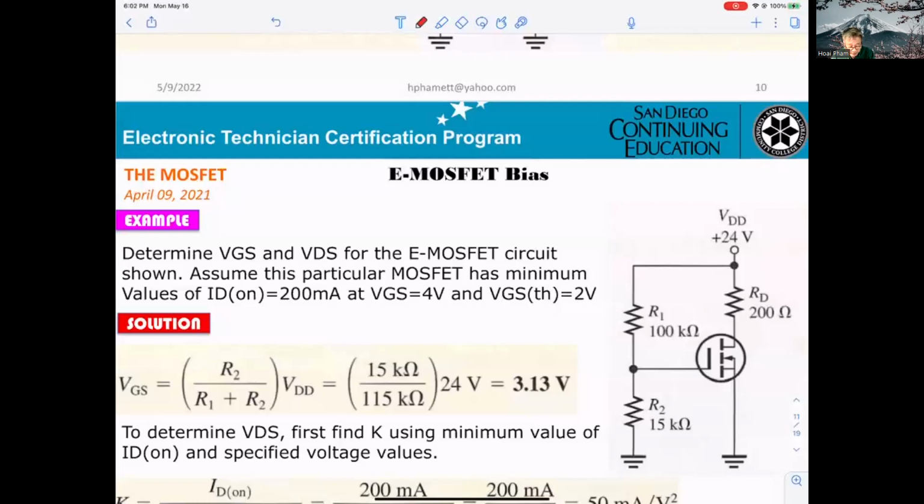Now, example. Determine VGS and VDS for the E-MOSFET circuit shown. Assume this particular MOSFET has a minimum value of ID(on) of 200 milliamp at VGS equal 4 volt and VGS(TH) equal 2 volt.